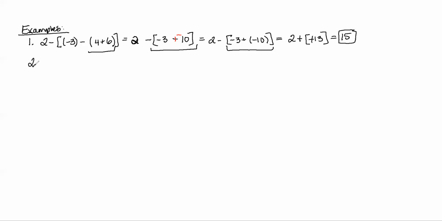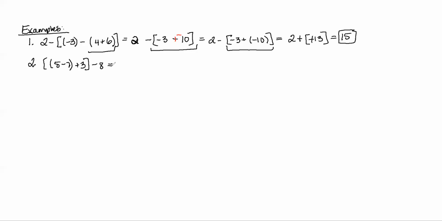All right, so a lot of simplifying going on in these. They tend to be a little bit longer, but breaking it down into little parts makes it a lot easier. So next one, we have bracket, parenthesis, 5 minus 7, end parenthesis, plus 3, bracket, minus 8.